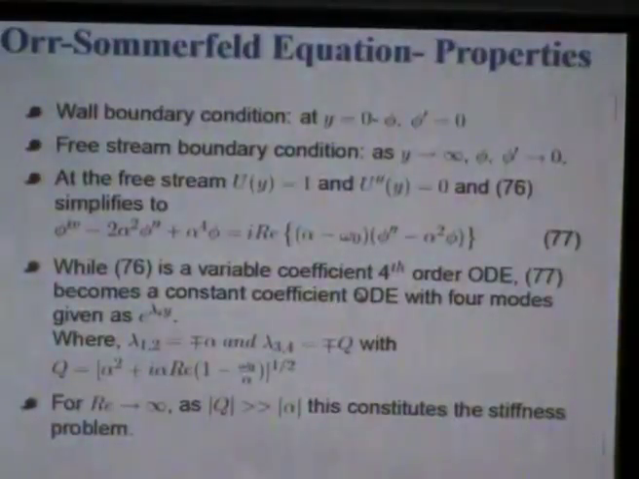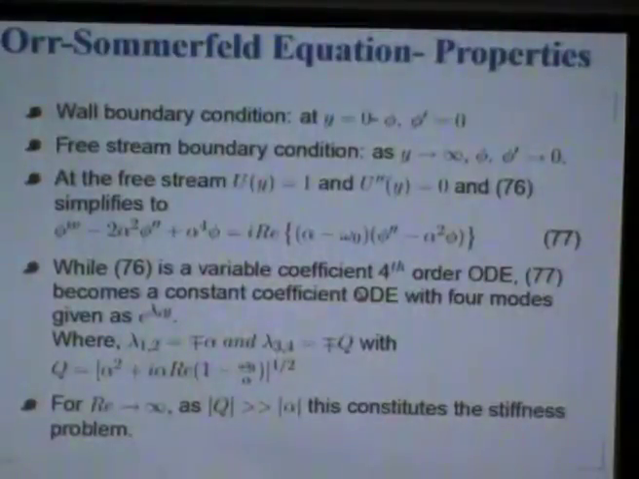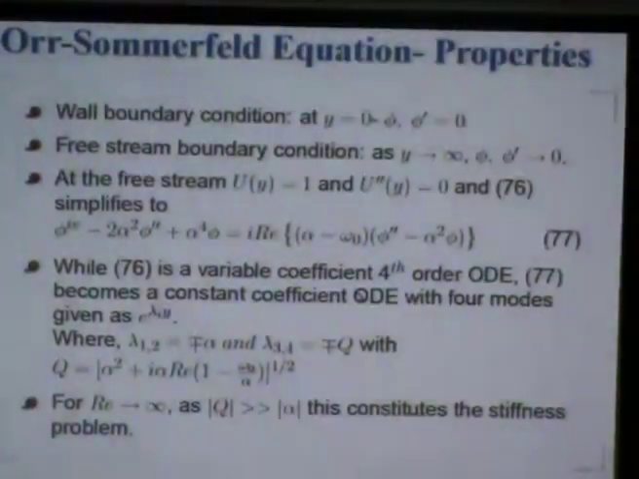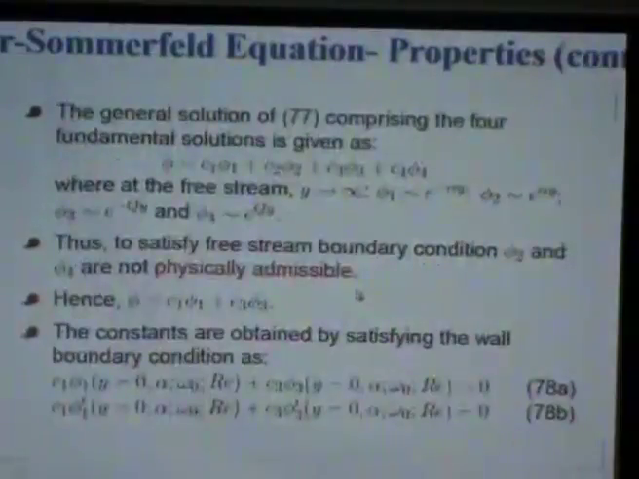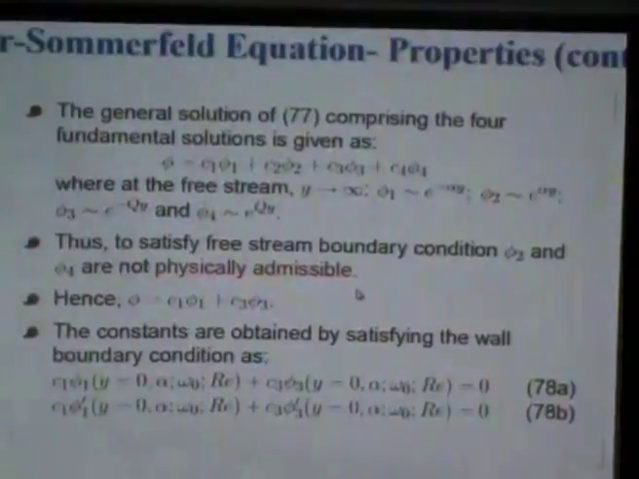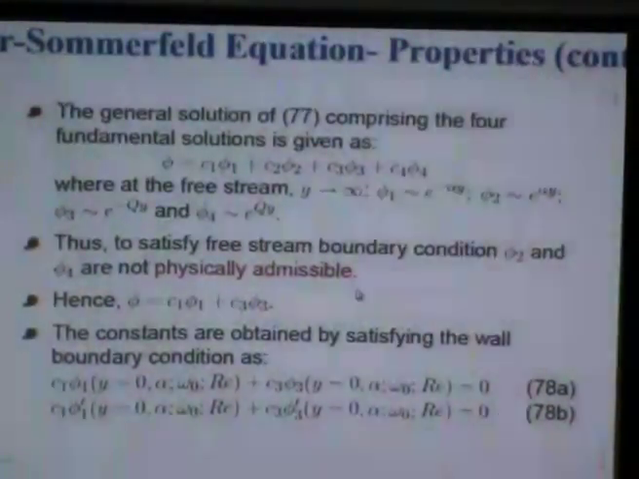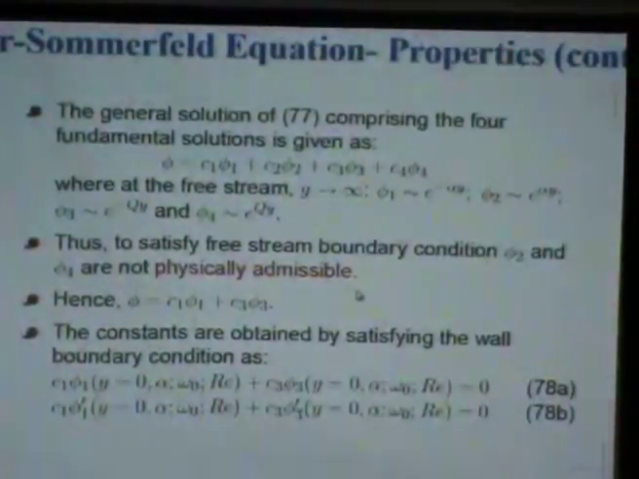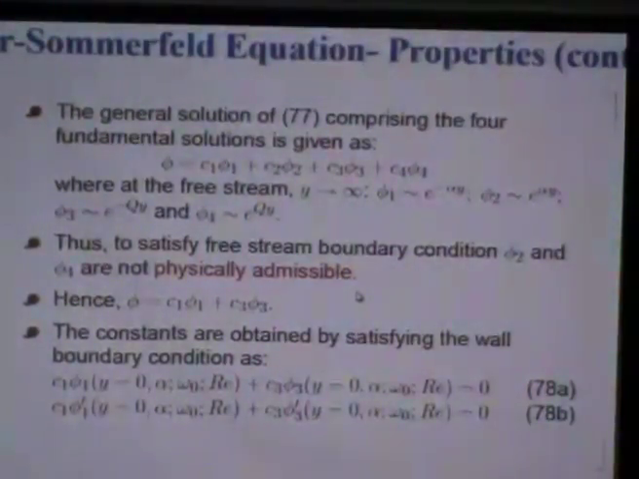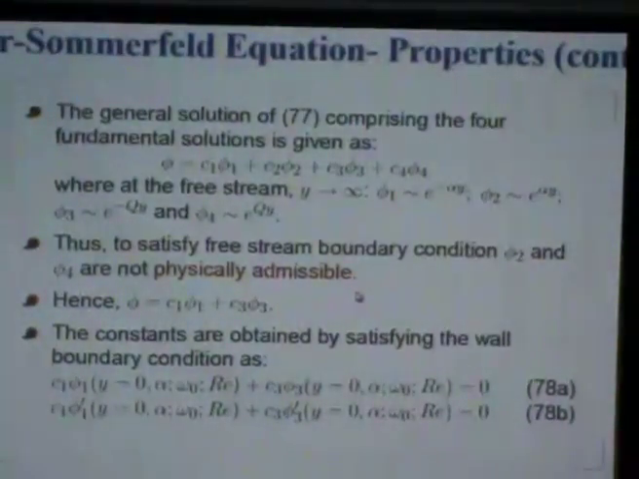So, that is why I chose this particular example to show you all the subtle issues involved in solving stiff equations. What you do is, of course, you write down the fundamental solutions in terms of all those 4 quantities. Those are possible mathematically, but out of those 4 we have seen in the free stream this phi 2 and phi 4 grow with y, and they have to be removed. So, they are not physically admissible.